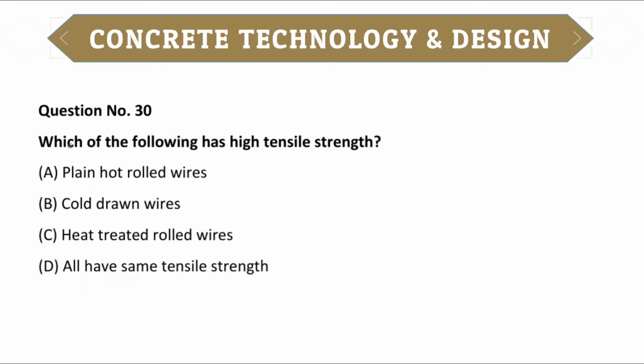So next question, which of the following has high tensile strength? Option A, plain hot rolled wires. Option B, cold drawn wires. Option C, heat treated rolled wires. Option D, all having the same tensile strength. So the correct answer is option B, cold drawn wires.